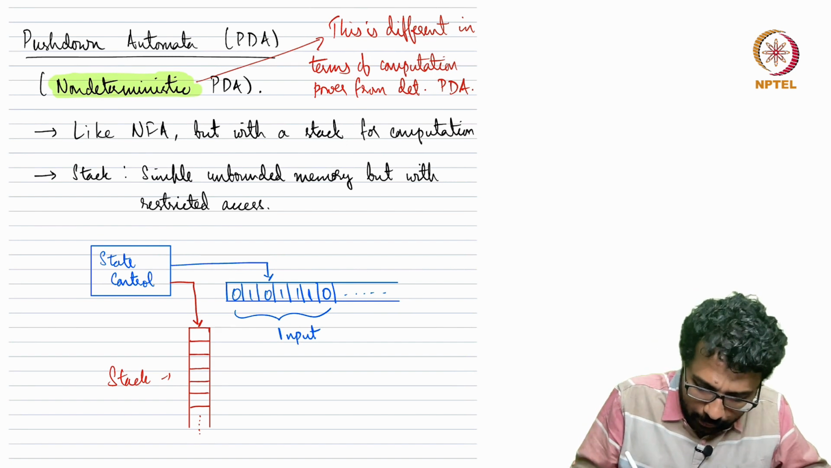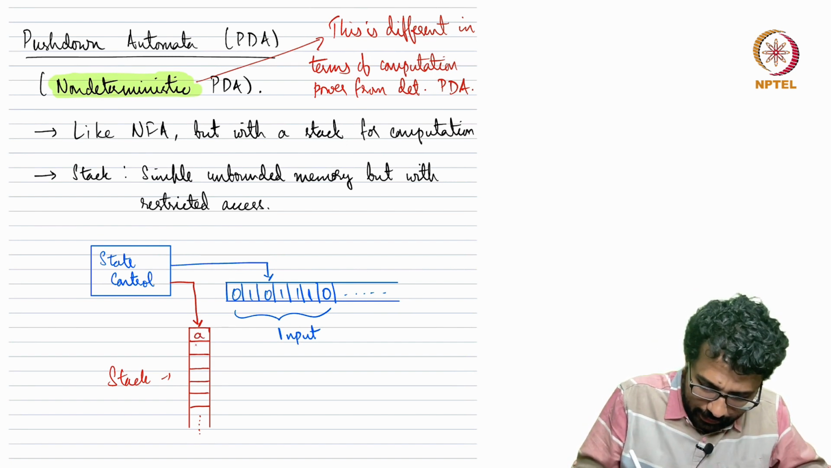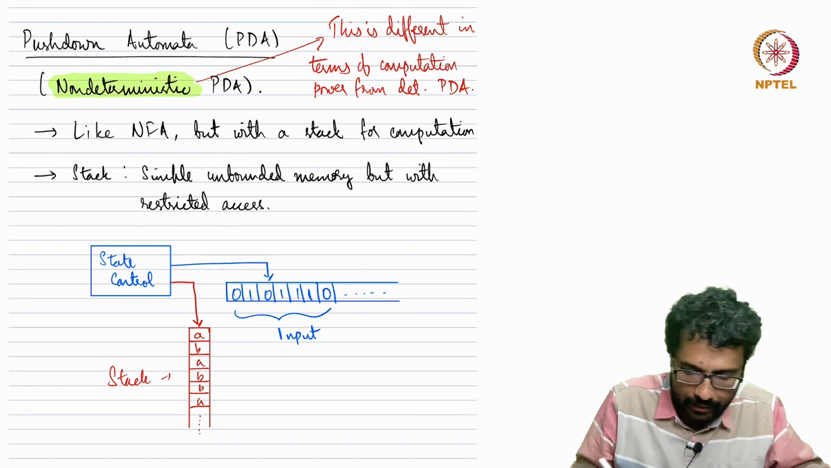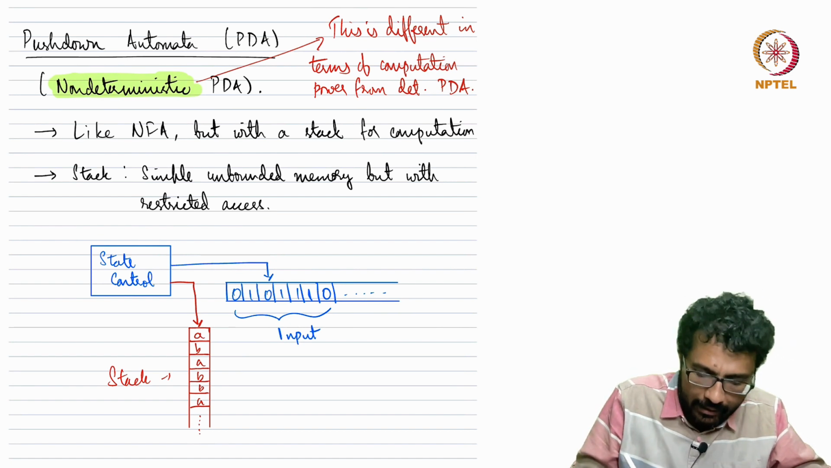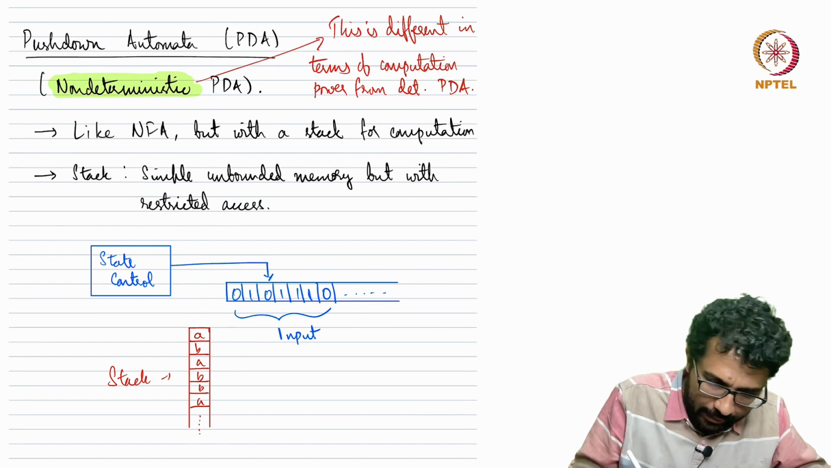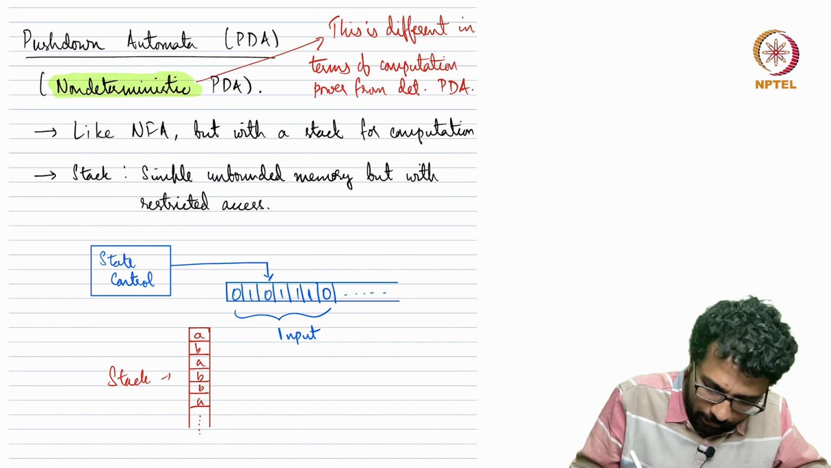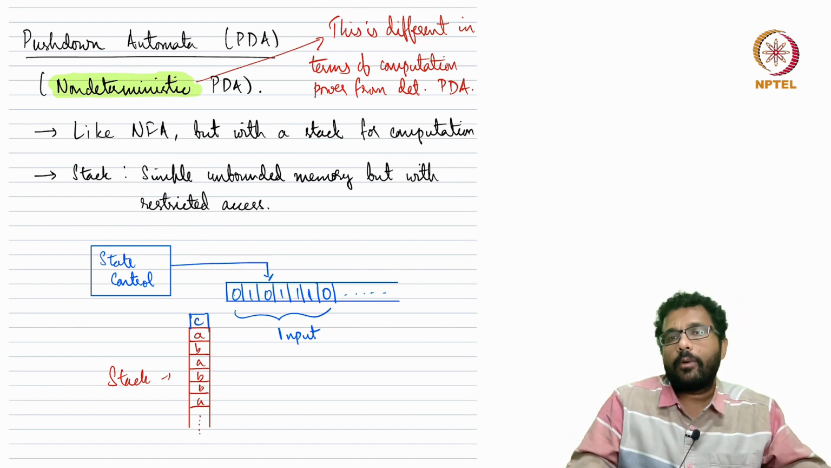The stack may also have some symbols, let's say A, B, something. Now, just to give an illustration, if you add a C on top of the stack, maybe I'll use a different color to denote that, the C will go and sit on top of this.